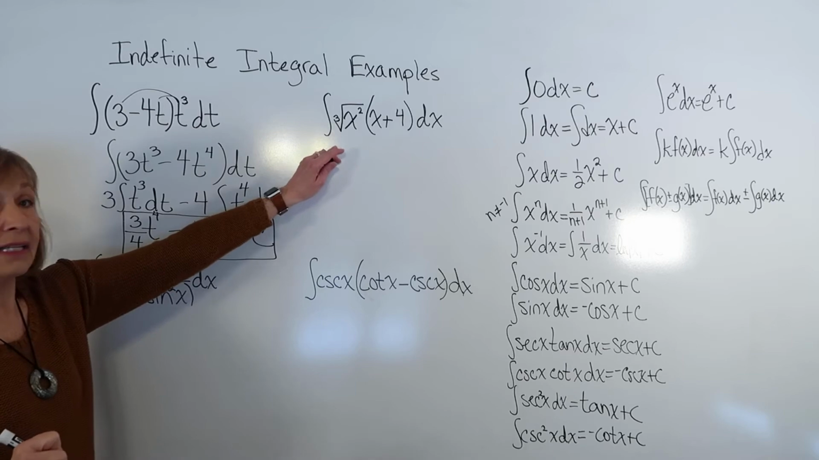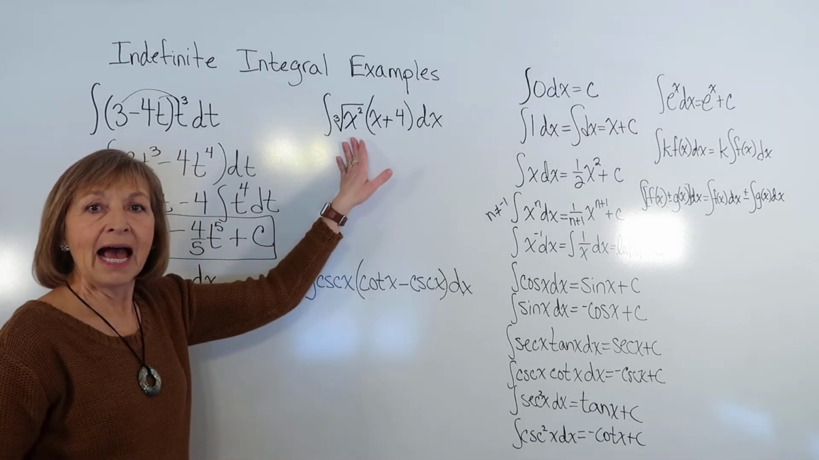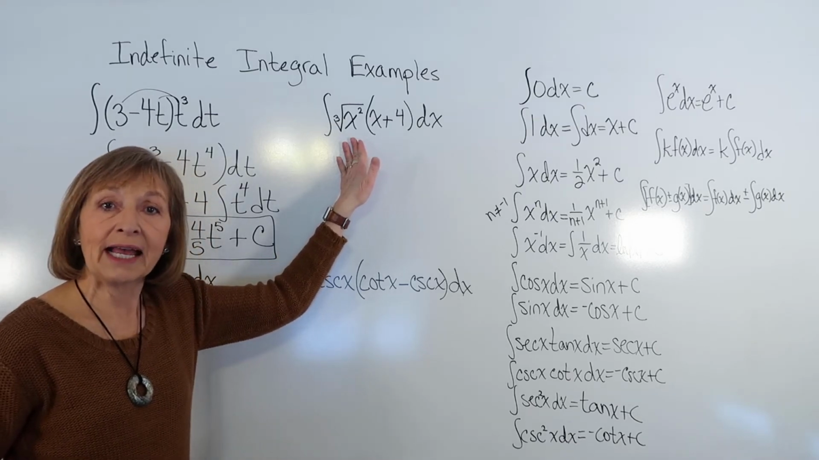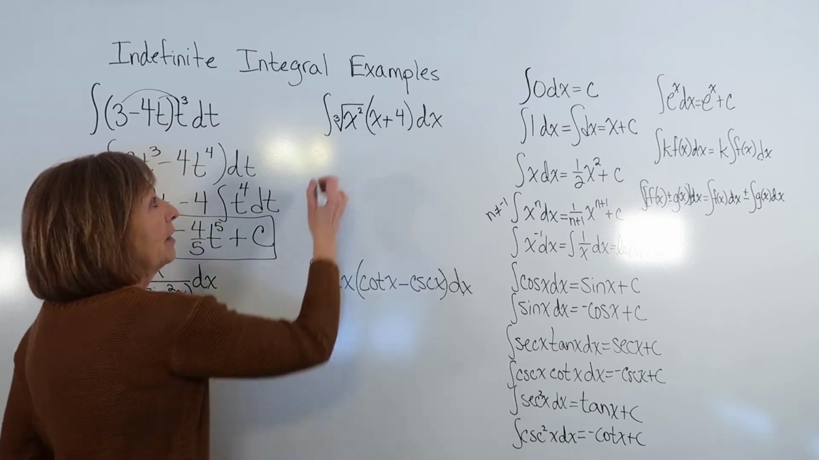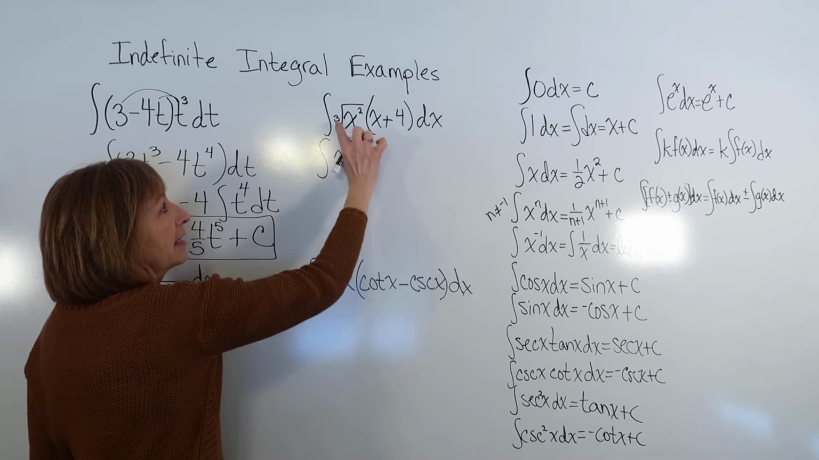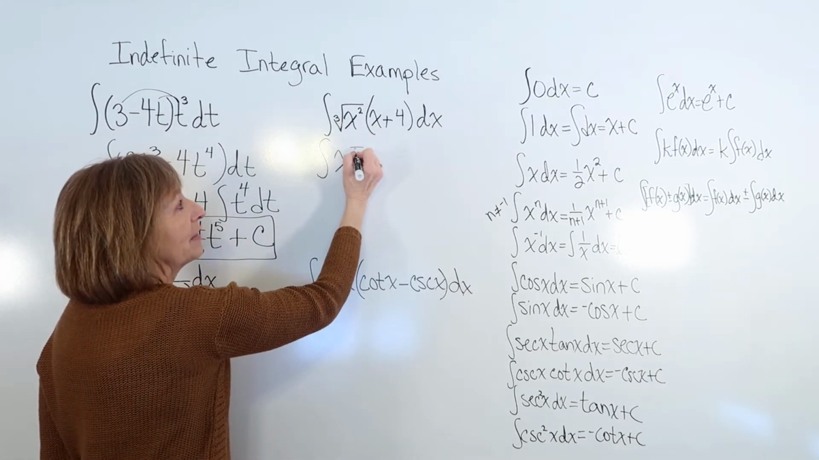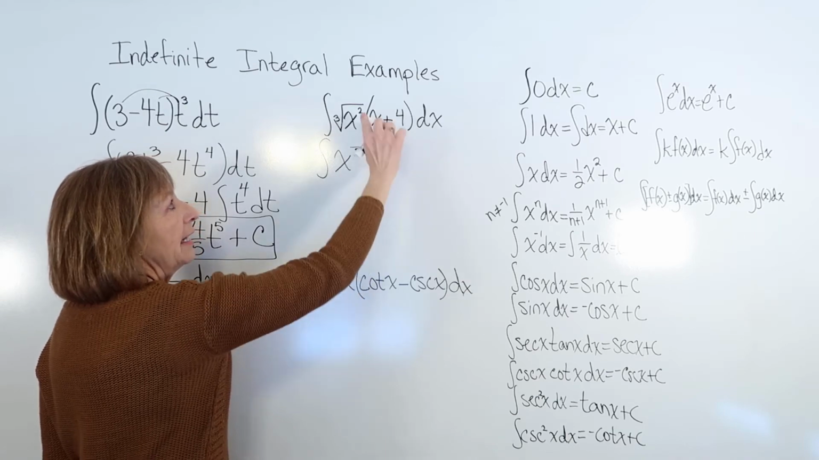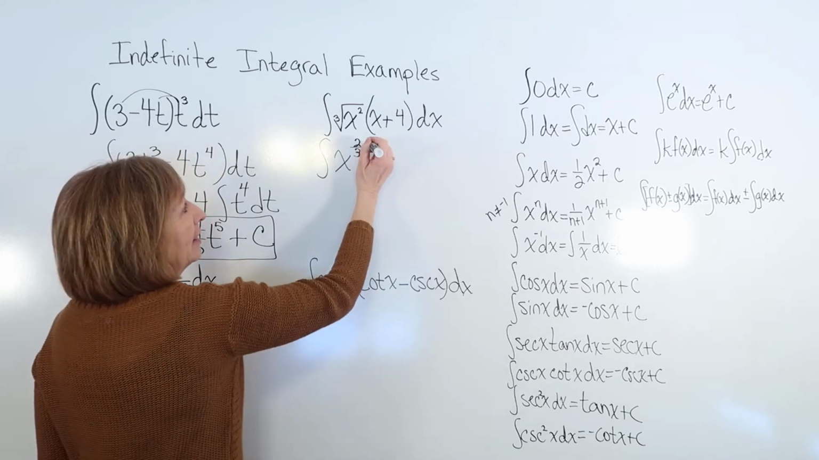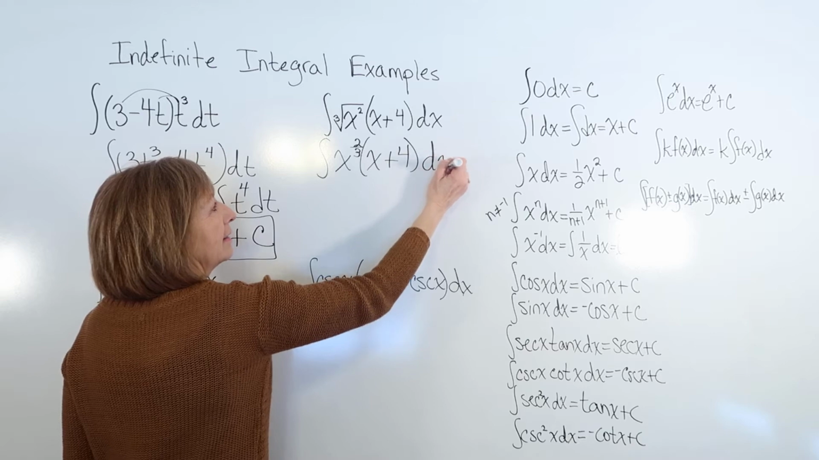Okay, let's do the next one. Here it is the same sort of situation. I just have to remember what the exponent notation is when I have a radical notation. Remember, the exponent notation has your base of x, the root or index is the denominator of the fractional exponent, and the power is the numerator of your fractional exponent. And then that's times x plus 4, quantity dx.